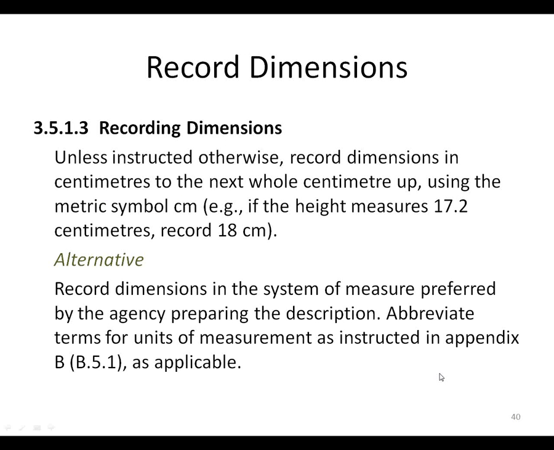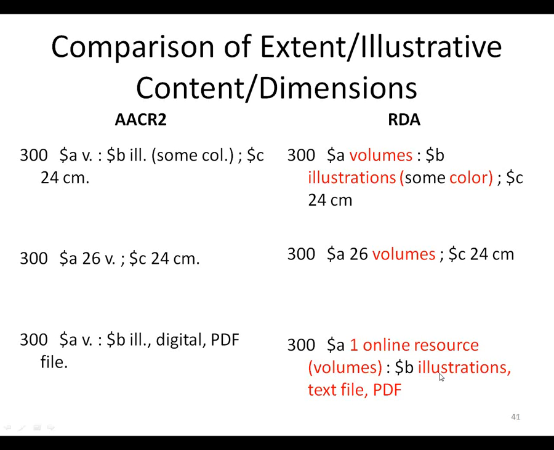Dimensions, cite dimensions to the centimeter, round up, similar to what we do if we would record dimensions in a serial record. And here are some examples of extent, illustrative content, and dimension information that's recorded following AACR2 versus following RDA.